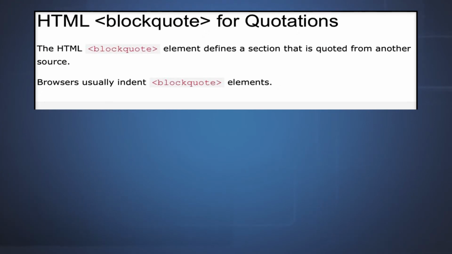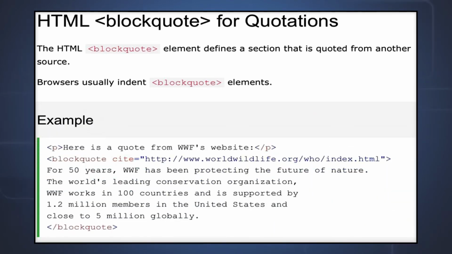Now we have a tag called blockquote. This is for quotations. This particular element, blockquote, defines a section that is quoted from another source. Browsers usually indent blockquote elements. For example, let us consider a paragraph in which we have a blockquote. So the paragraph starts with P and we say, here is a quote from WWF's website.